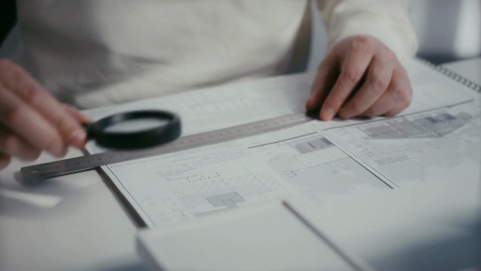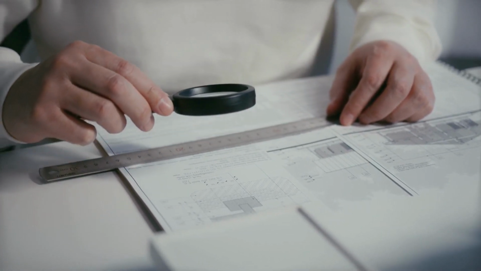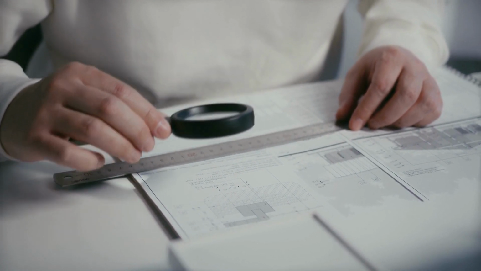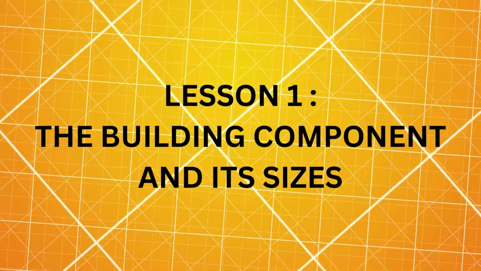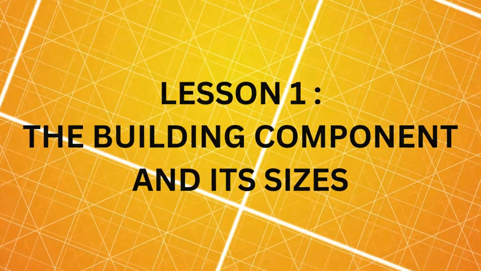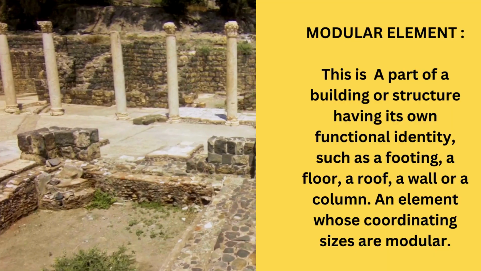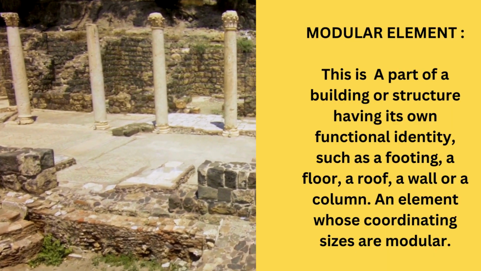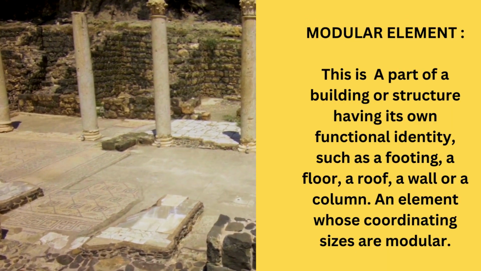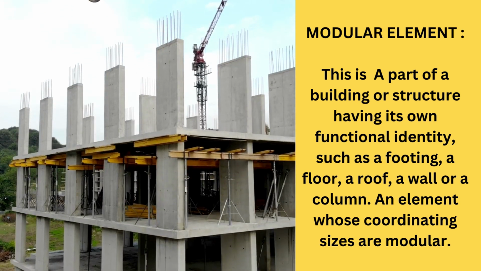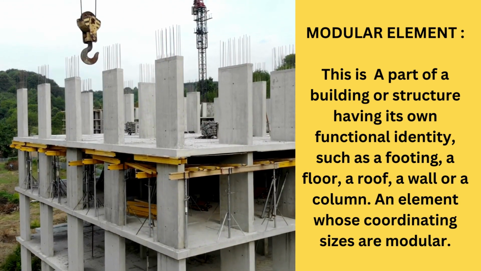Hi everyone. Let's start. The first lesson is on the building component and its sizes. These are the basic terms. First, modular component. This is a building product formed as a distinct unit. Example: tiles, glass panel, etc. A component whose coordinating sizes are modular. Second, modular element. This is a part of a building or structure having its own functional identity, such as a footing, a floor, a roof, a wall, or a column. An element whose coordinating sizes are modular.